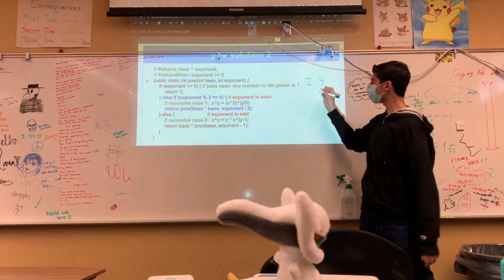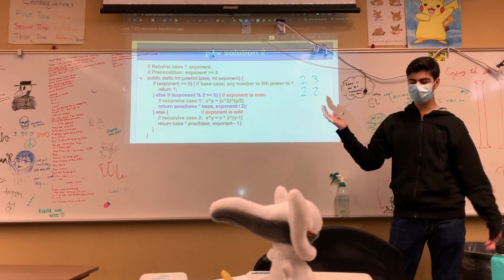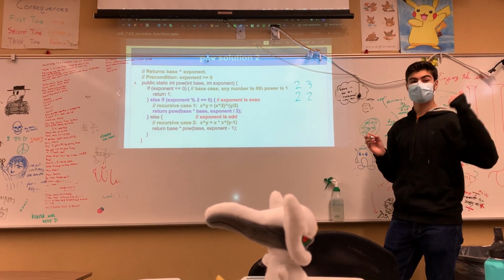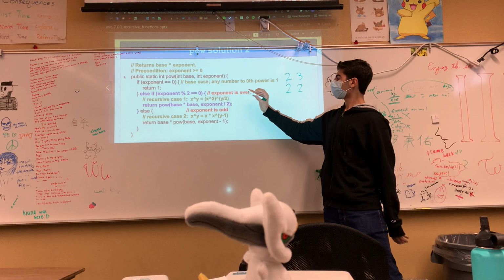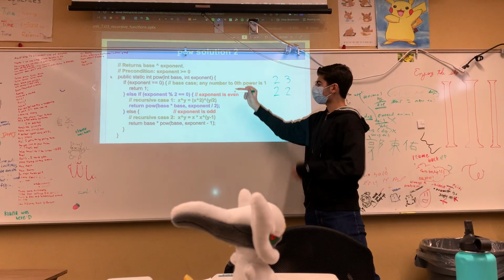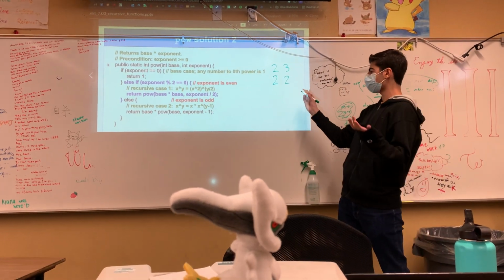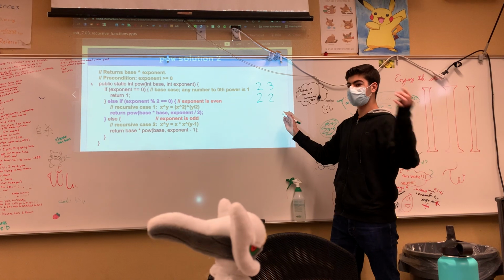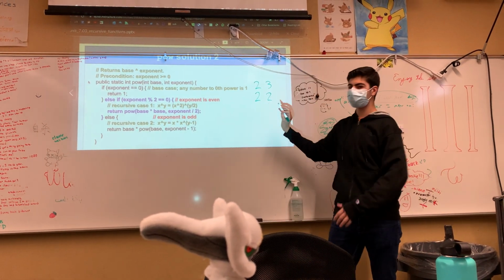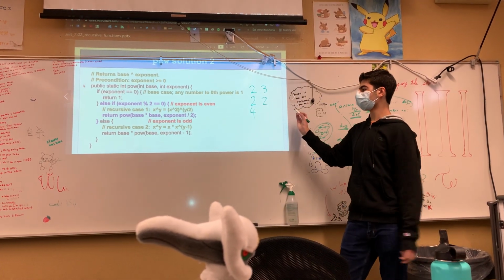What's our base? 2. What's our exponent? 2. Is our exponent equal to 0? No. Is our exponent mod 2 equal to 0? Yes. So it goes through this method one more time with base times base and exponent divided by 2. So what's our new base? 4. It's base times base. 2 times 2 is 4. And then our exponent 1.